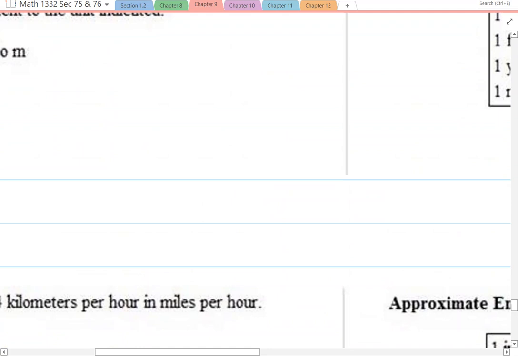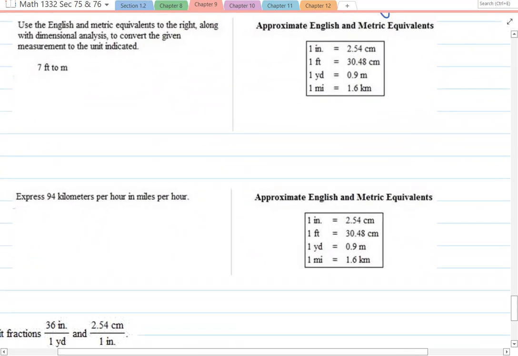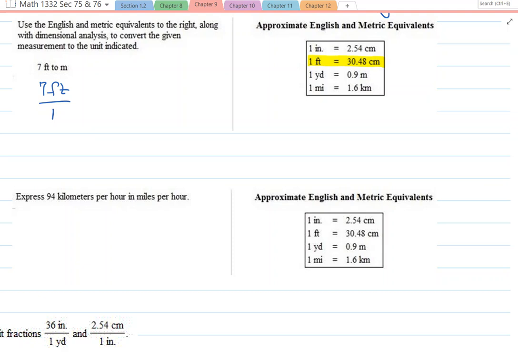Feet to meters. Whoops, sorry about that. Feet to meters. All right, so I'm going to start with 7 feet over 1. And I want feet to meters. Well, I have one to centimeters. There's no one perfect way to do this one because any way we go is going to be okay. Now, I'm going to show you 2 ways we can do it. I'm going to use what I see first.